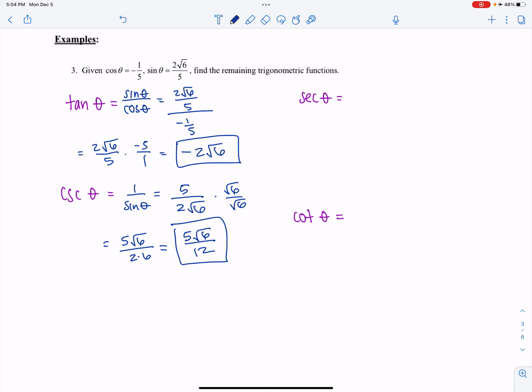Next up, we have secant theta, which is 1 over cosine theta. So we'll flip what we have for cosine, which is a negative 5. Lastly, we'll find cotangent, which is 1 over tangent.